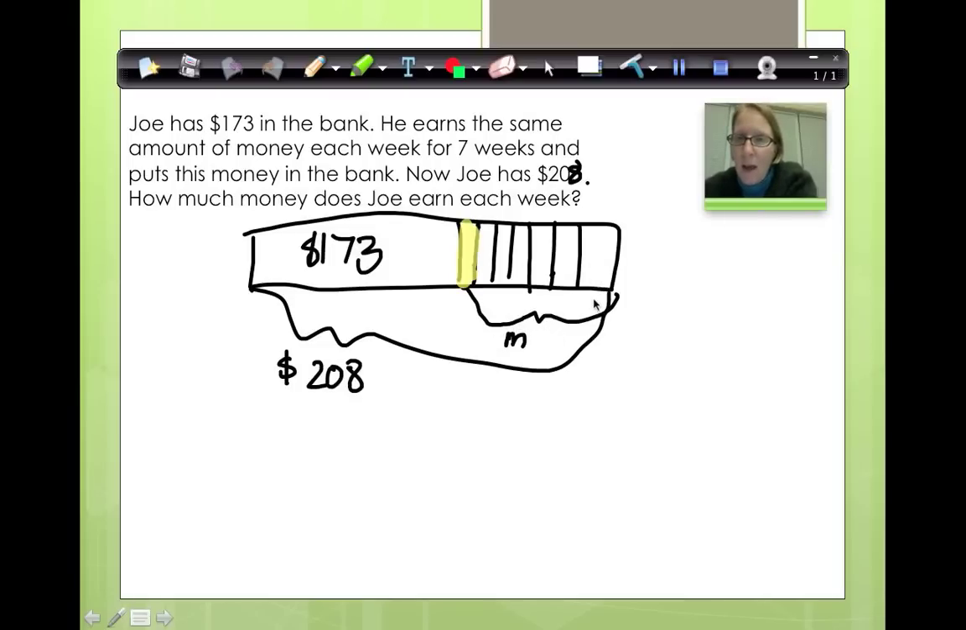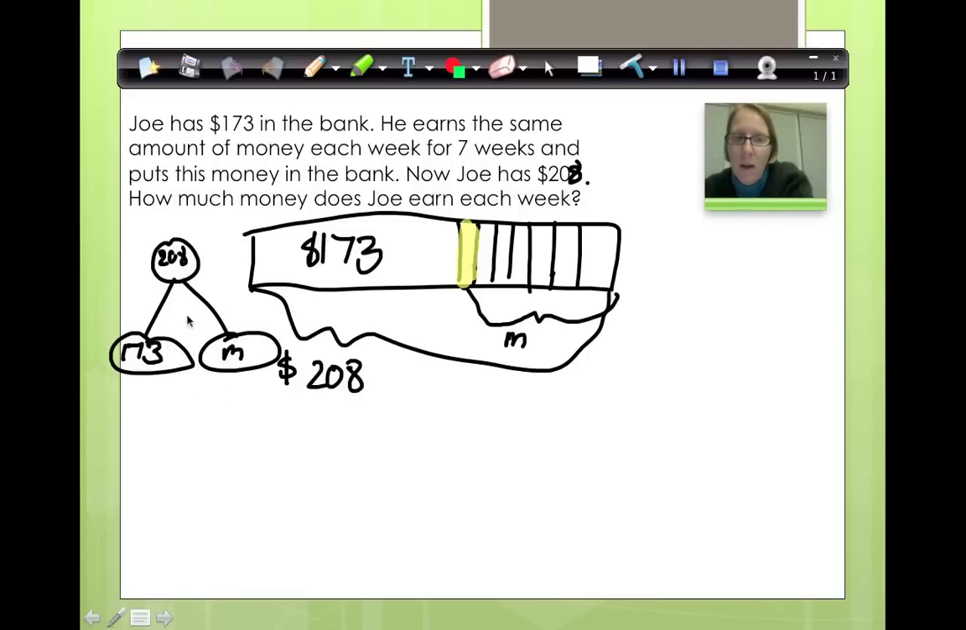How could I find what M is? Well, I look at the picture on the outside. I know the total here is 208, and I know that a big chunk of it is 173. So, what do you think? Should I add or subtract? I think I'm going to subtract because I want to know what this other part is. This is like a number bond right here, where this is 208, and I have 173 here, and this is the one we don't know. This is our M right here. We know that this plus this is going to get this. When you have one empty, you need to subtract.